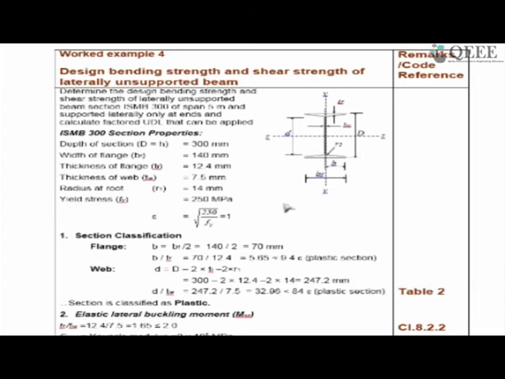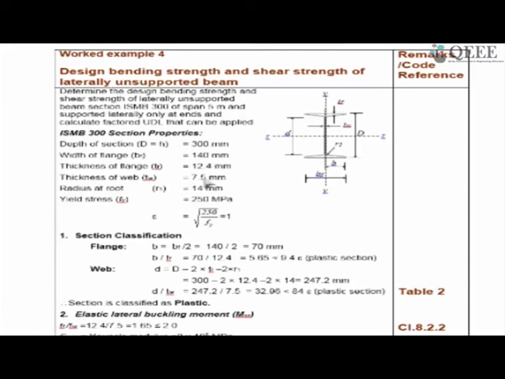Next is a beam bending example. We have to find the design bending strength and shear strength of a laterally unsupported beam. The beam section given is ISMB 300 of span 5 meters, supported laterally only at the ends, and we want to back calculate the maximum factored uniformly distributed load that I can apply on this beam. Okay, this beam is laterally unsupported.